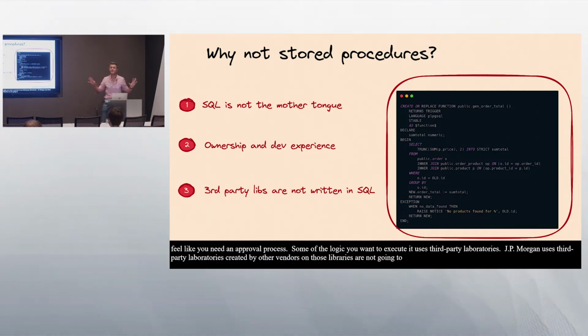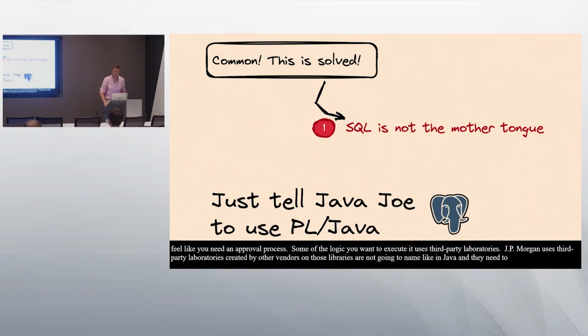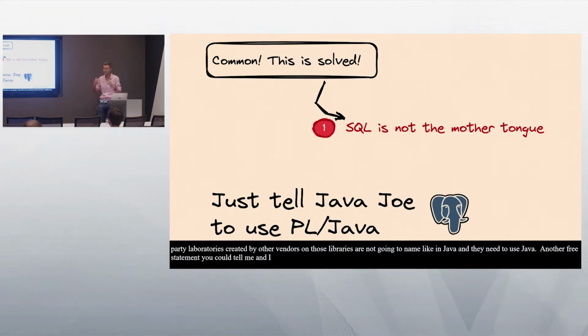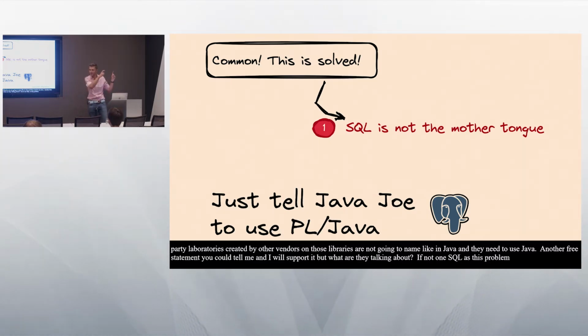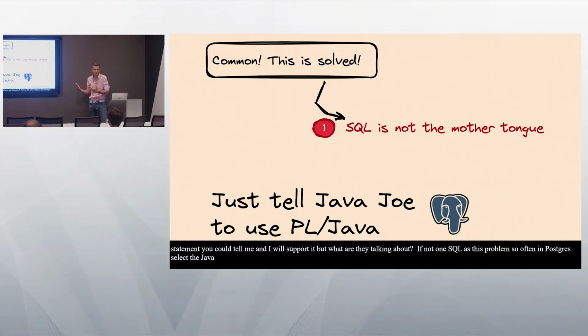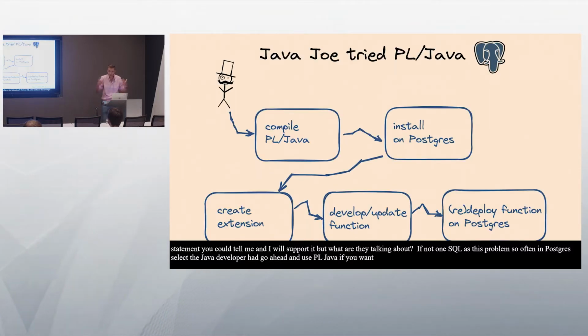But another fair statement that you can make, and I will support it, is, come on, what are you talking about? Number one, SQL is not the mother tongue. This problem is solved in Postgres. We do have PL/Java. So that Java Joe developer, just go ahead and tell him, just go ahead and use PL/Java if you want to write in your lovely Java language. It's available. And Java Joe, he is a reasonable guy. Remember I told you, he is in the industry for almost two decades. He's an architect, principal engineer. And he took and tested PL/Java. And that process split into multiple steps.